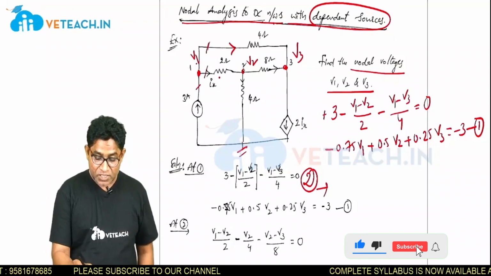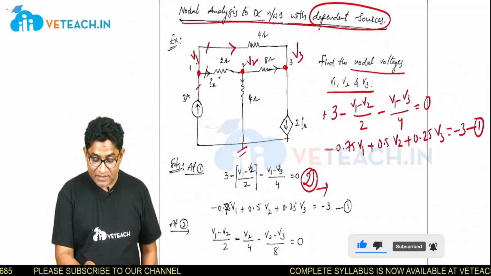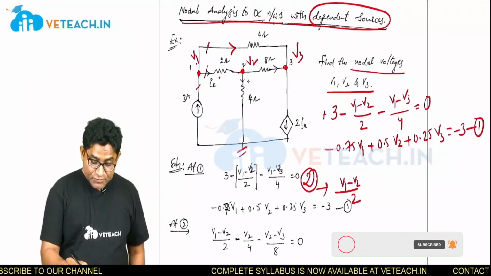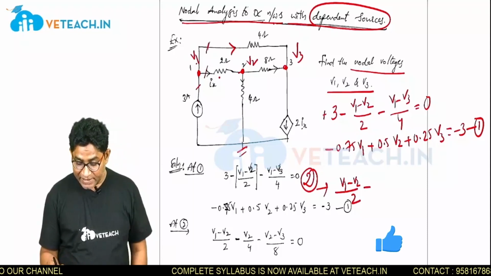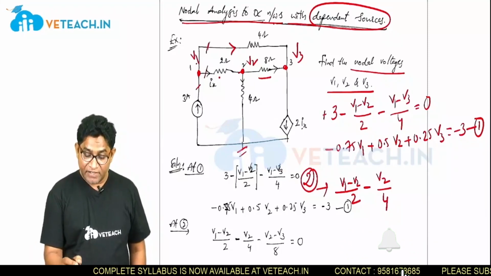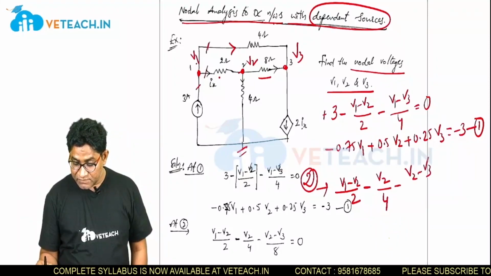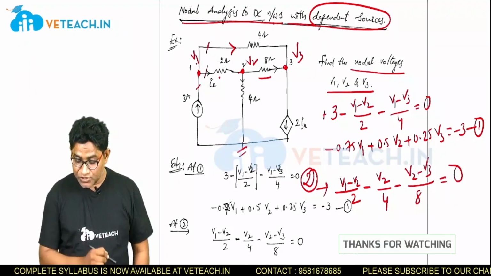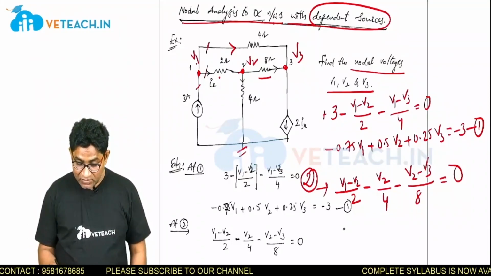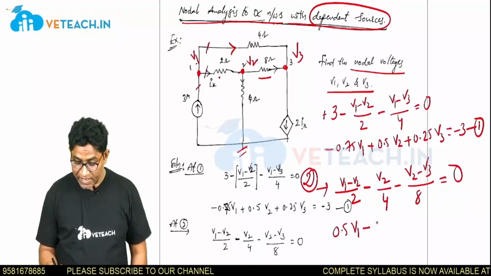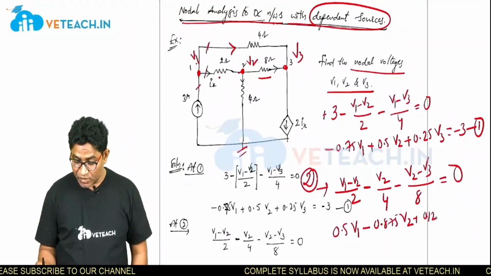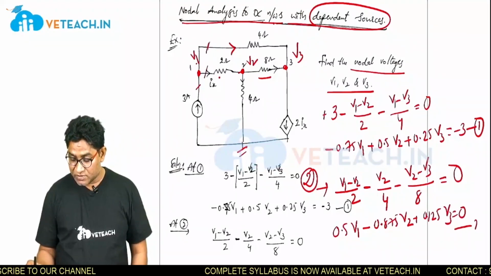Next, let us write at node 2. So what is the entering current? This V1 minus V2 by 2 is entering, so plus. Then this 4 ohm resistor is having a leaving current, so minus V2 by 4. Then this 8 ohm resistor is also having leaving current, so minus V2 minus V3 by 8 is equal to 0. Algebraic sum is equal to 0. So if you simplify this, I got 0.5 V1 minus 0.875 V2 plus 0.125 V3 is equal to 0. Say equation number 2.